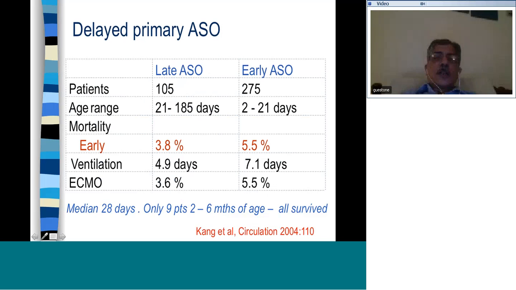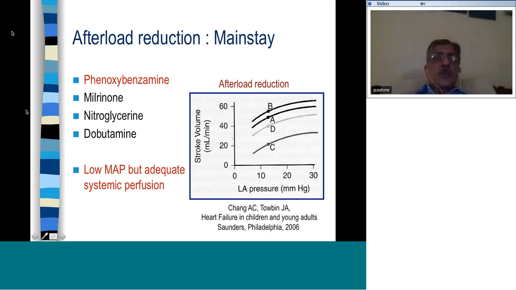Afterload reduction is the mainstay in these patients, as I mentioned. The mainstay of afterload reduction is a drug which we use called phenoxybenzamine, which is an alpha blocking agent. But in the absence of that, one could also use other drugs like milrinone. And in combination with an inotropic agent, which is also an inodilator like dobutamine, the left ventricle can be managed fairly effectively in most of these patients.